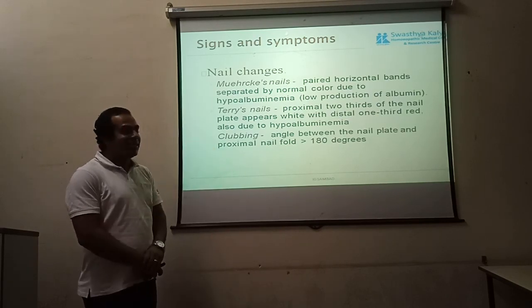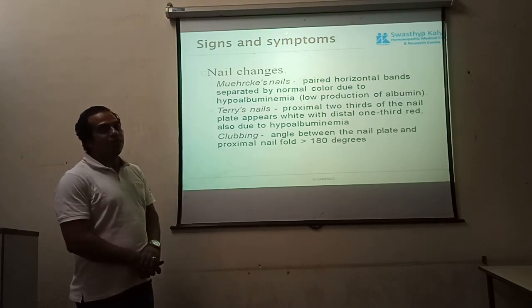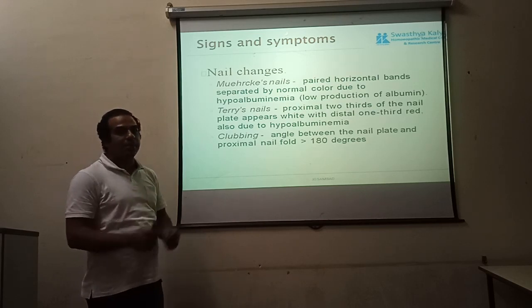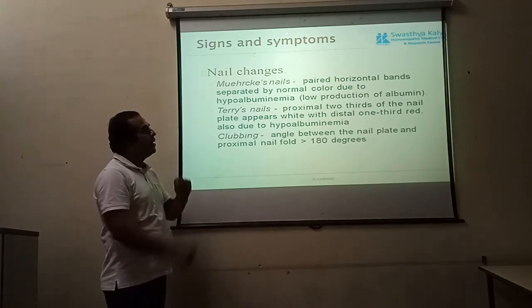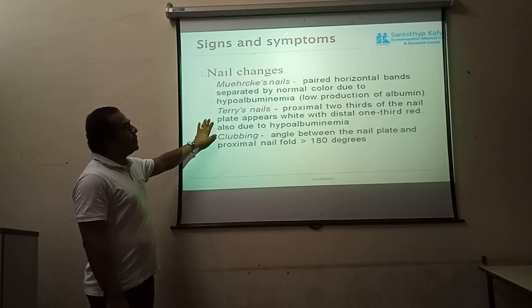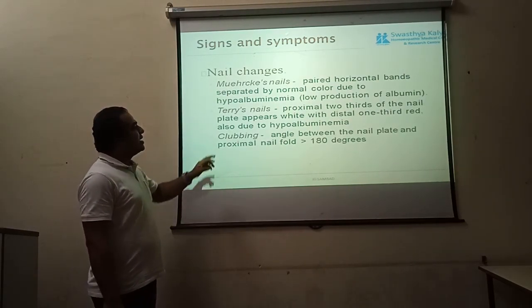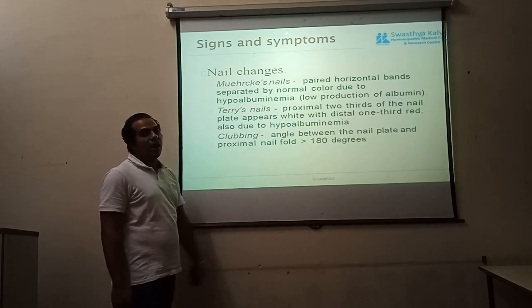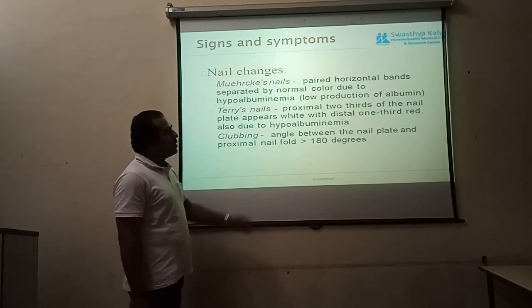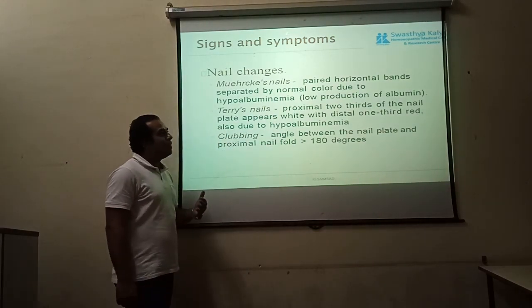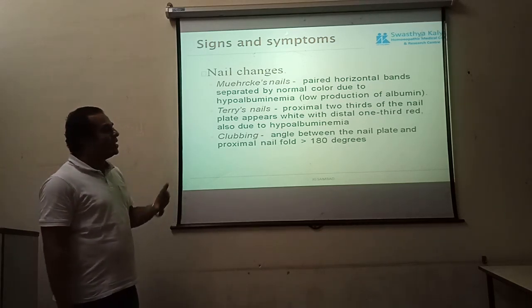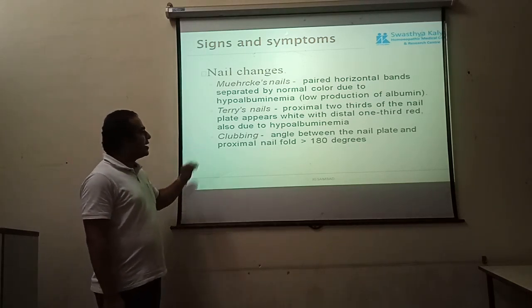Then you have Terry's nails: the proximal 2/3 of the nail plate, proximal to the distal nail bed, appears white with the distal 1/3 red, also due to hypoalbuminemia. So the proximal 2/3 of the nail will appear white, whereas the distal 1/3 will appear red.